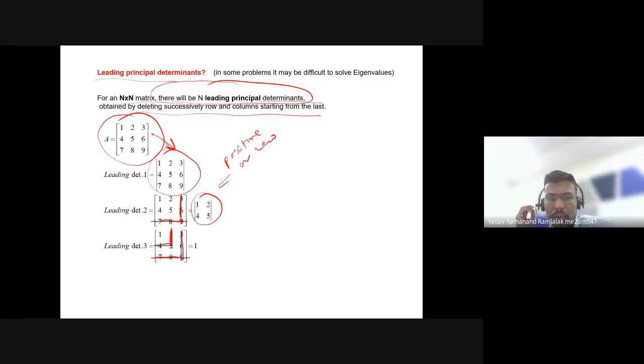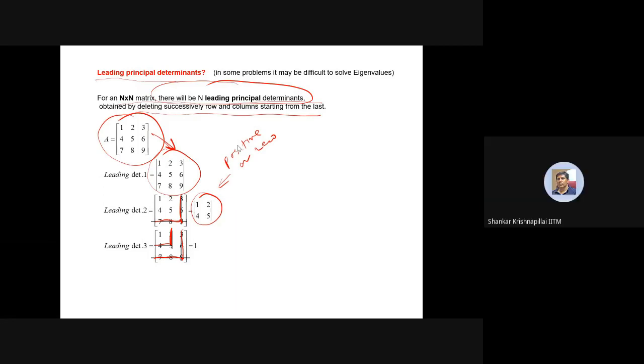Sir, how can we reduce it to 2 by 2? Means how do we have to delete that part? No, that is the meaning of leading principal determinant. Leading determinant 1 is obtained by finding the determinant of the whole matrix. Leading determinant 2 is obtained by deleting the last row and column. Leading determinant 3 is obtained by deleting the last 2 rows and columns. That is the definition of leading principal determinant.